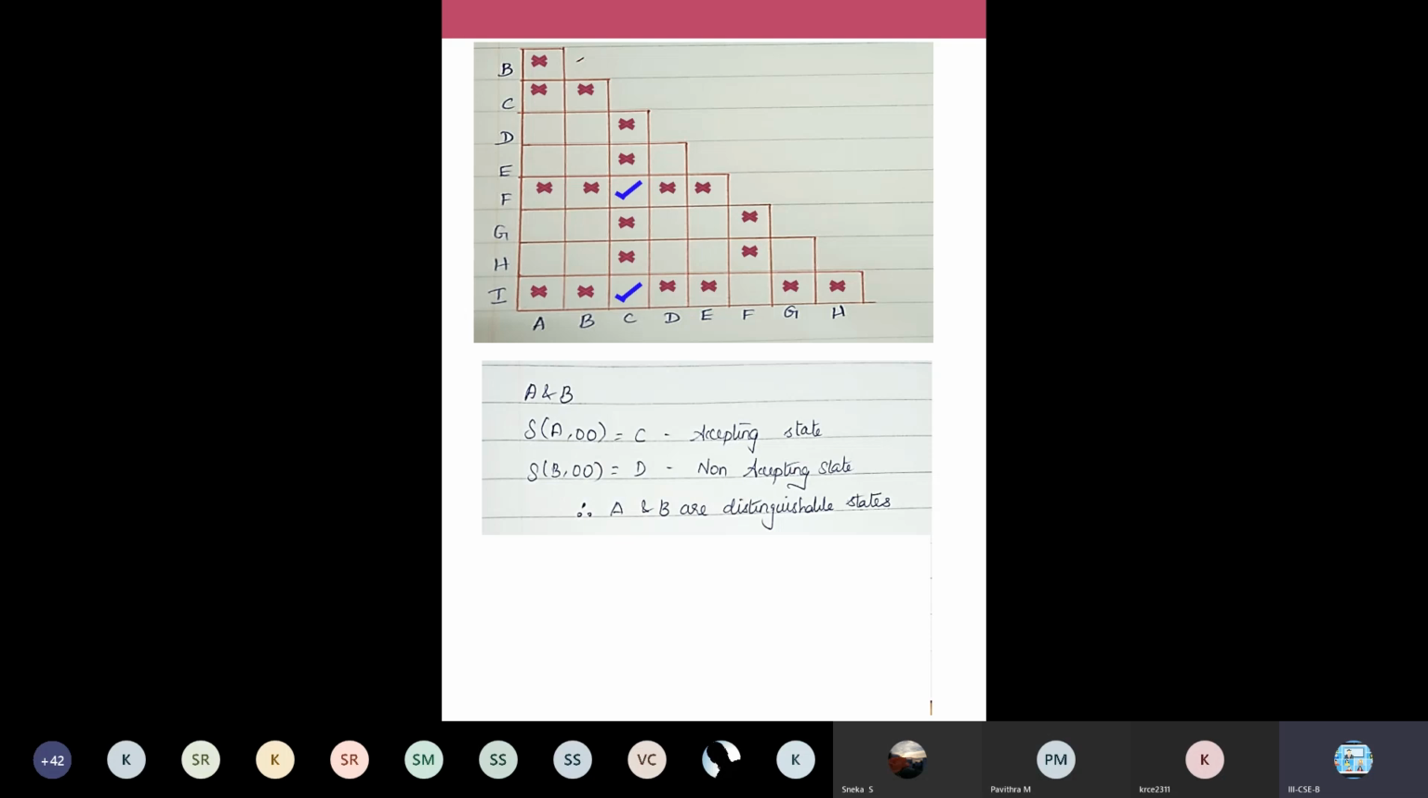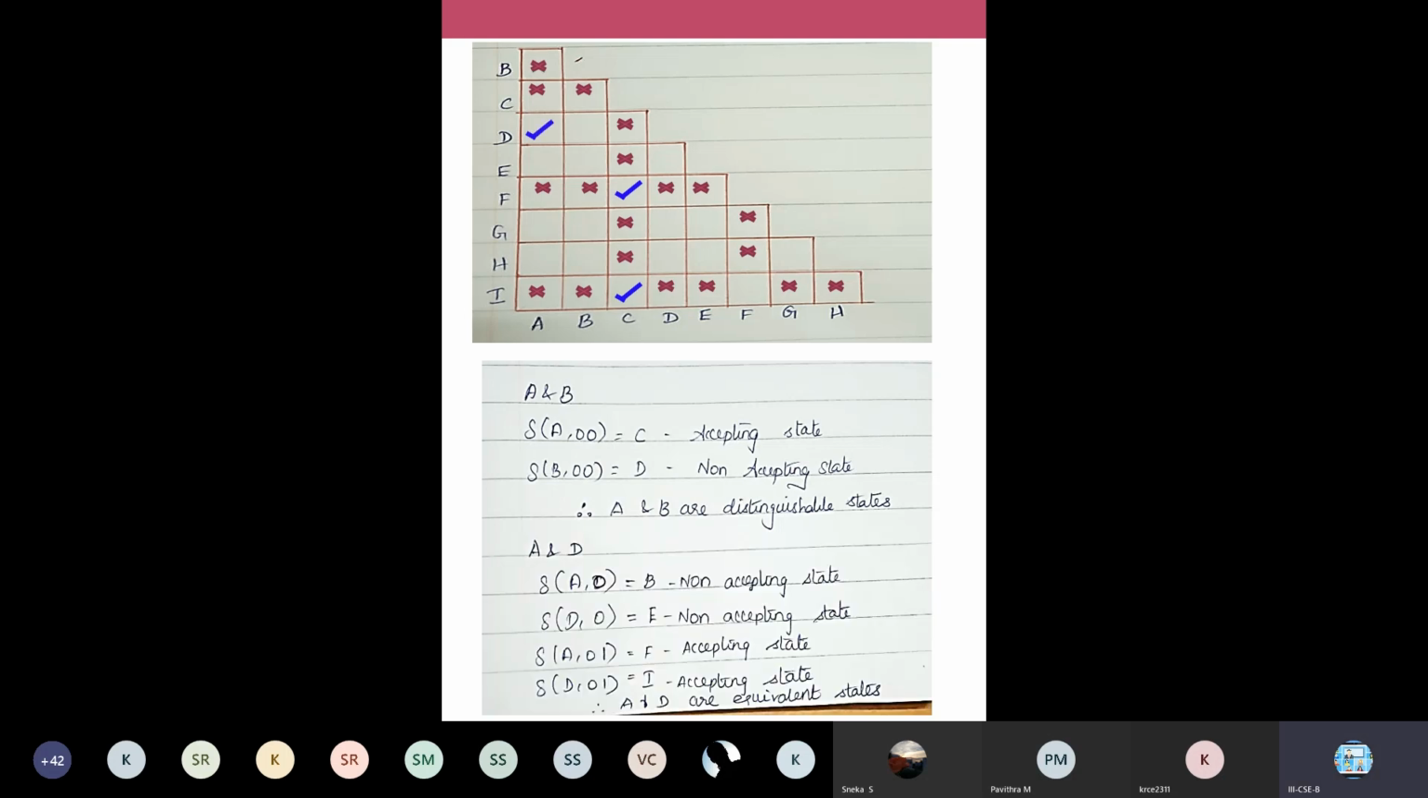You compare with so many strings. Other possibilities also, they are equivalent. A and D are equivalent. Whatever string you apply, they go to the same combination. So A and D are equivalent. We mark it in that place. Next step, we compare A with E.